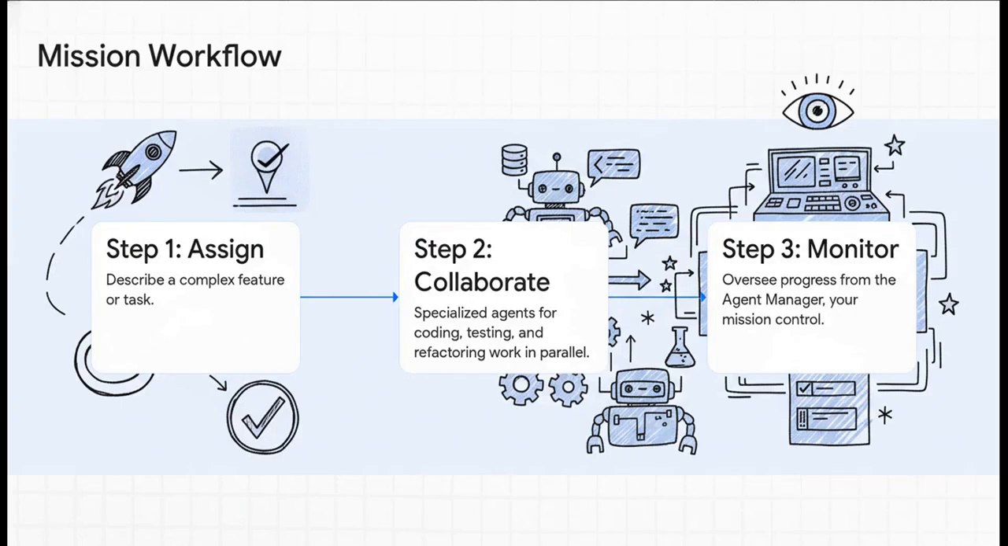This means your workflow totally changes. It feels less like you're typing code and way more like you're a project manager. You assign a mission, right? Let's say, build out JWT-based authentication. Immediately, you get a database agent, an API agent, and a front-end agent all working at the same time. And you're in mission control, the agent manager, just overseeing their progress.